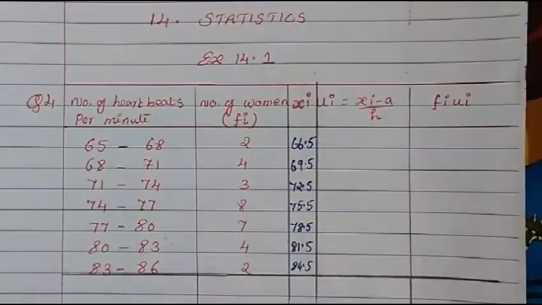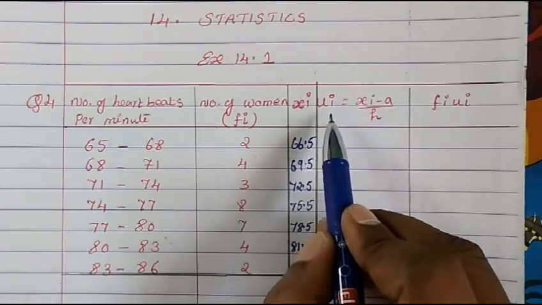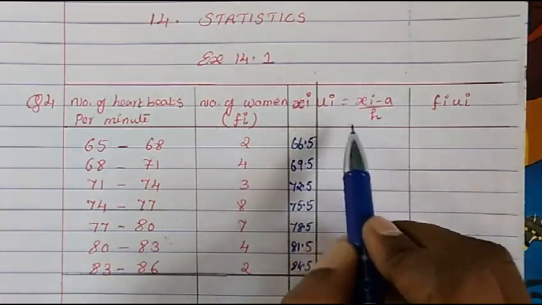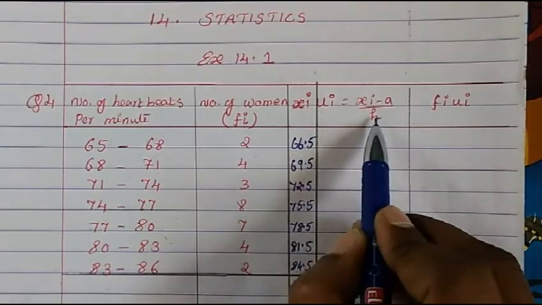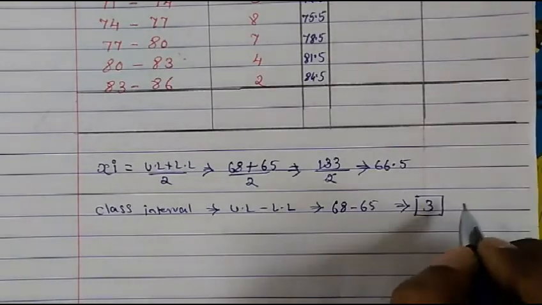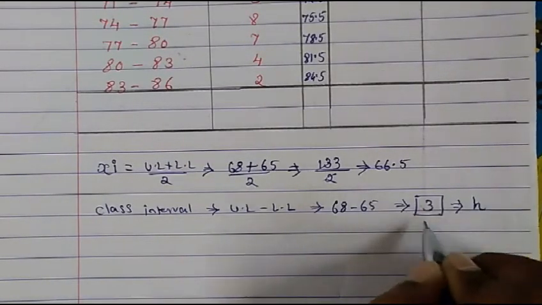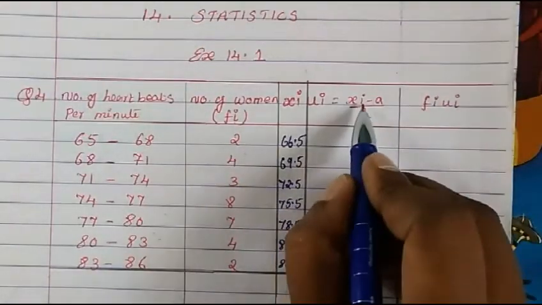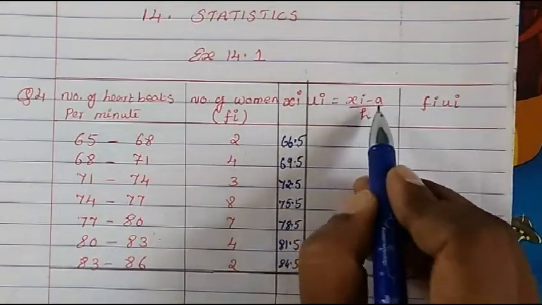So that's what I am going to show you here. Once we know xi, directly you can go for ui. No need to go for di. And ui, how do we find it out? xi minus a upon h. h is what? h is the class interval. So this is actually h, the class interval, so we know the class interval. xi is what? This is xi. This column is xi minus a.